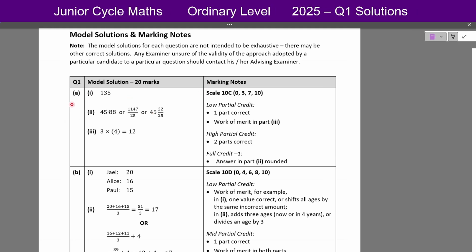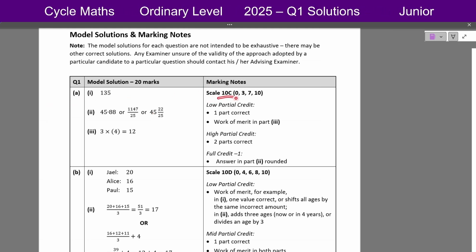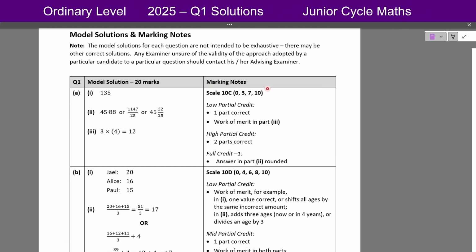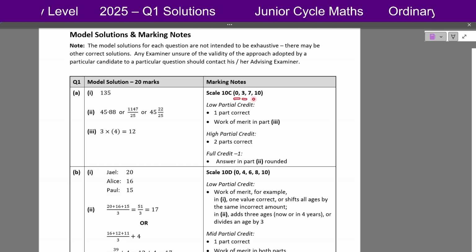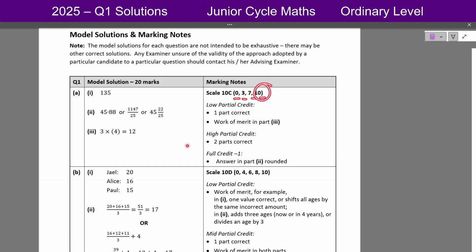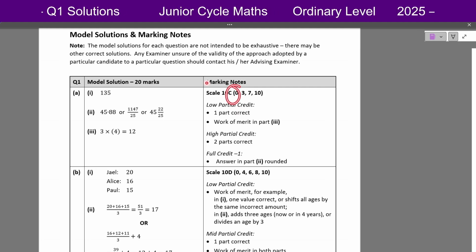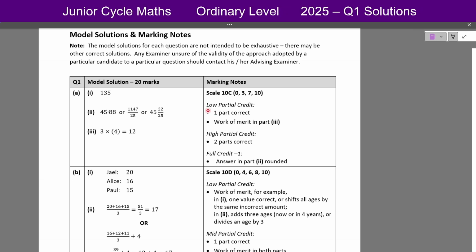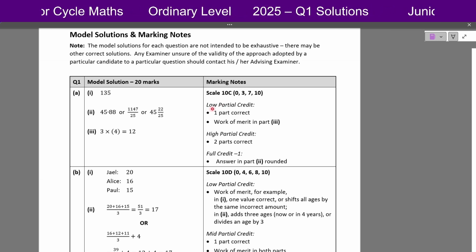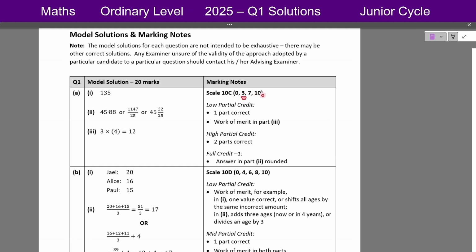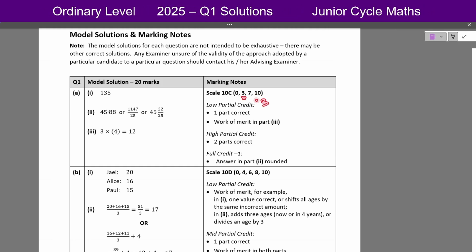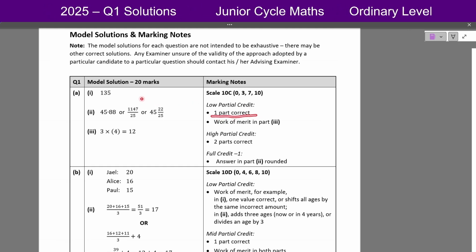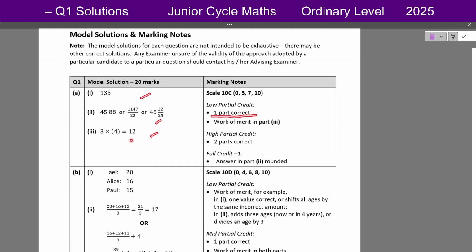This section is on the scale of 10C, which means that we have 10 marks for this section with 4 subcategories. We have the full mark, which is 10, and we have a 0 mark for this section. And also we have something called low partial credit, which is a 3. We can get a 3 out of 10 when we answer only one part correctly, so for example, 1 out of 3 parts is correct.